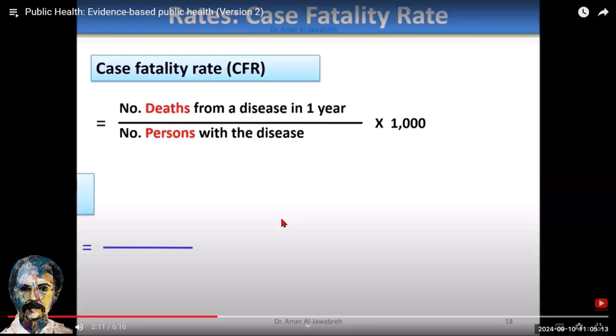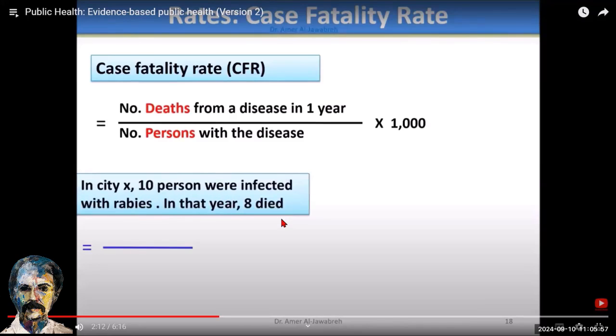Usually they kill people because until now there is no treatment for this, and they use a cocktail of antibiotics and antifungals, and it depends on the luck of the patient. For all these diseases, we use CFR, the case fatality rate. It's the number of deaths from a disease in one year over the persons infected with that disease, not all diseases and not the whole community, times 1,000. We usually report it per 1,000. If you want to report it per 10,000 or 100,000, it's up to you, but commonly it's 1,000.